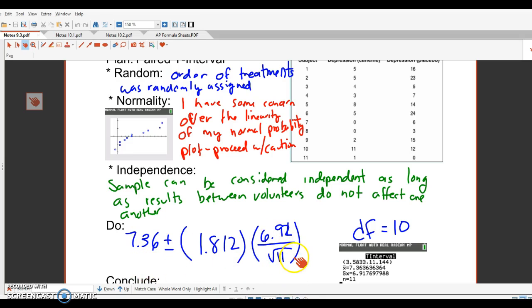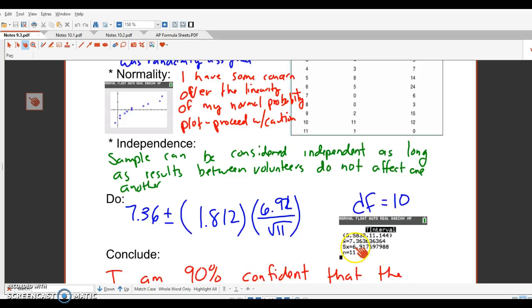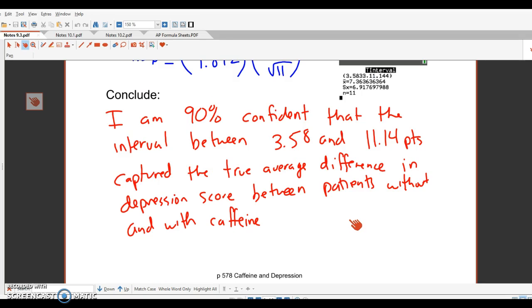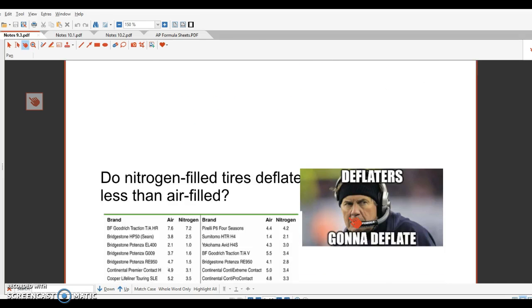Here is my setup for my interval. This is what it looks like on the calculator. T interval is immediately under Z interval in the calculator. And then conclude, I'm 90% confident that the interval between 3.58 and 11.14, which is what I got when I added and subtracted the margin of error, would capture the true average difference in depression scores between patients with and without caffeine.